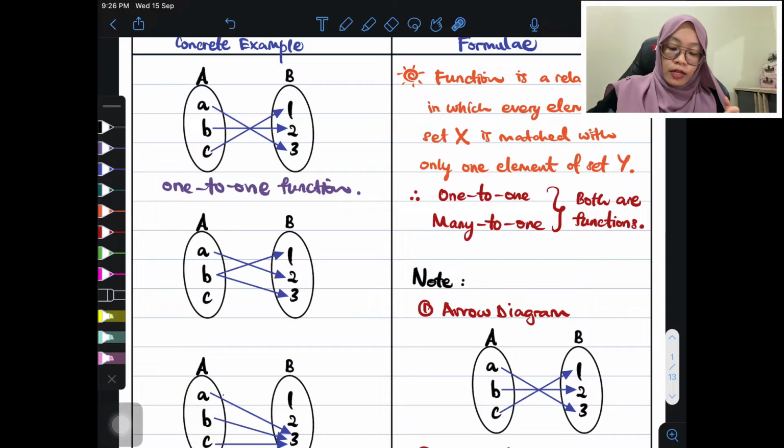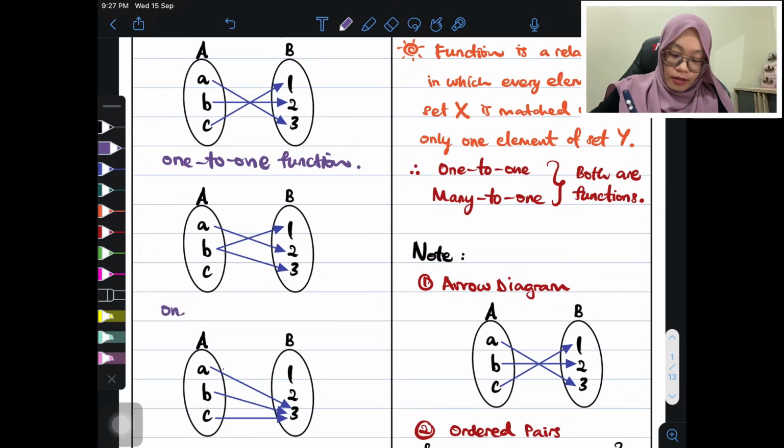Let's go to the second example. Second example, you akan nampak element A goes to number 2. Manakala element B goes to number 1. Tapi element B juga akan goes to number 3. It is sort of like one element goes to many elements in set B. So we call it from one element goes to many elements, and so it is called a 1-to-many function.